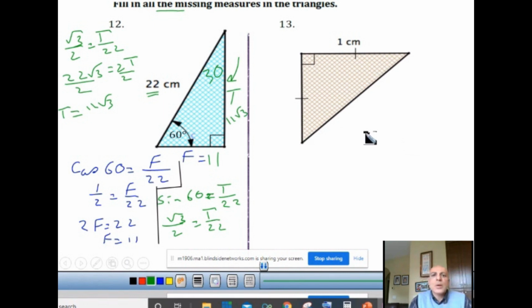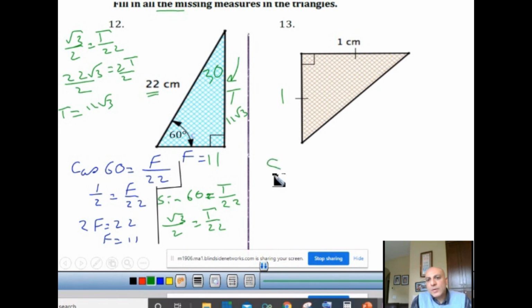Okay. Again, I'm just trying to see if there's a pattern here. There's something going on. Something's been repetitive here. And for the 45, this is 1, this is 1, and this is going to be, that's a tough one. No, it's not a tough one. Why is it not a tough one?